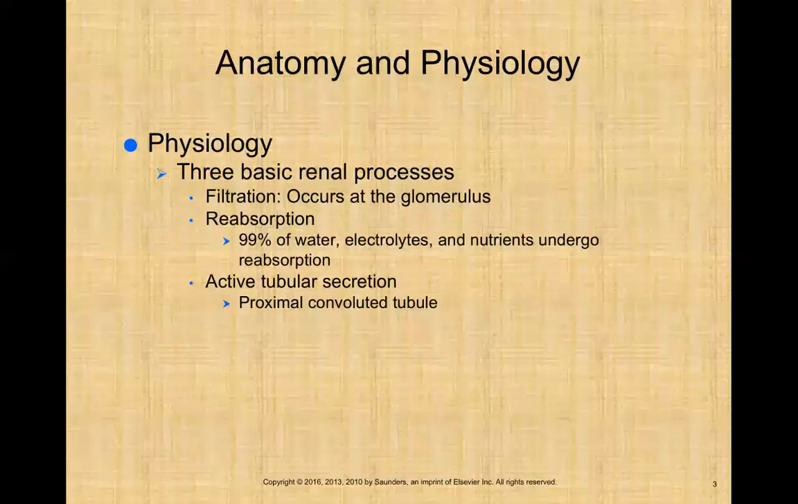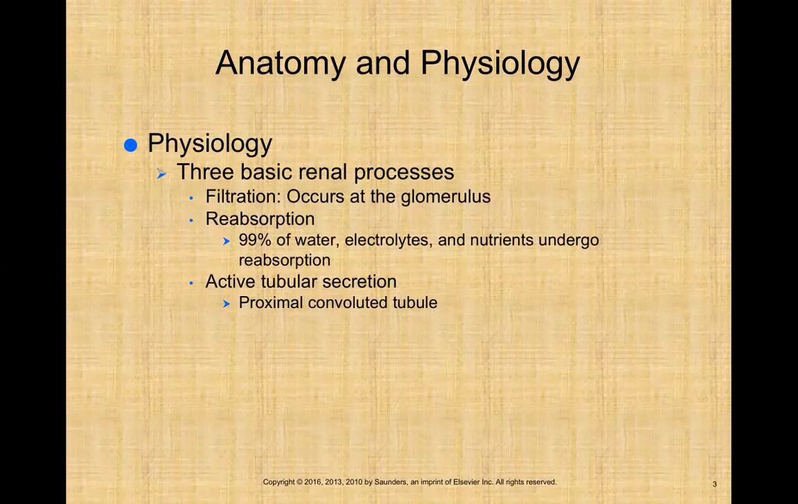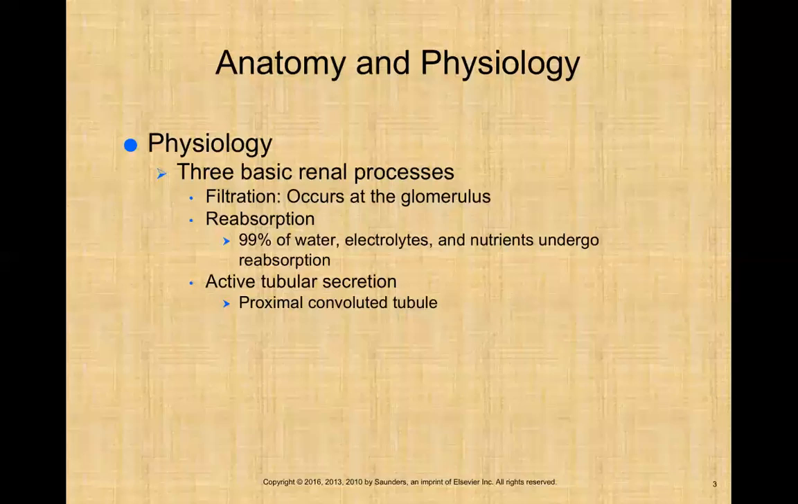Reabsorption is 99% water; your electrolytes and your nutrients undergo reabsorption at this point. When the kidney is not working, that is what can cause the electrolyte imbalance. And also the lack of reabsorption of some of the nutrients can cause some difficulties with calcium absorption, which can lead to bone disease. The active tubular secretion is in the proximal convoluted tubule.